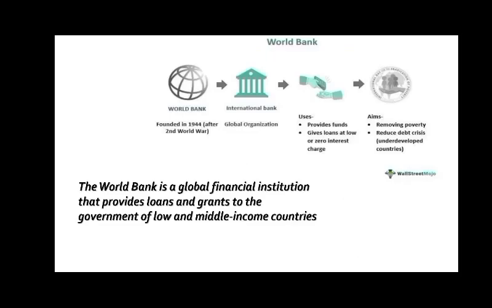So now we will talk about the World Bank. So what is the World Bank? The World Bank is a global financial institution that provides loans and grants to the governments of low and middle income countries. And the World Bank was established along with the IMF in 1944 after the Second World War at the Bretton Woods Conference. So what type of organization is the World Bank? It is a global organization, and the World Bank provides funds, gives loans at low or zero interest charge, and their aim is removing poverty and reducing debt crisis, especially in underdeveloped countries.